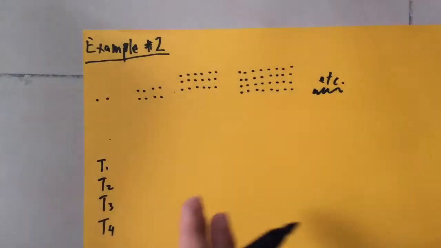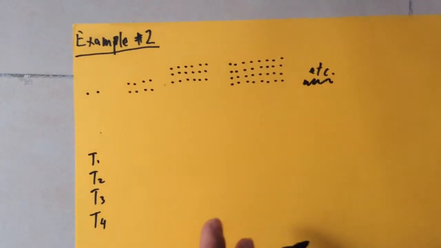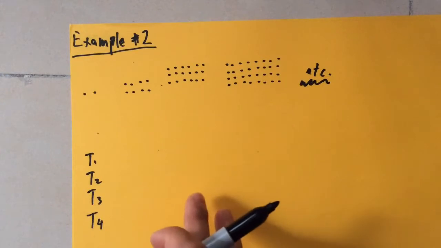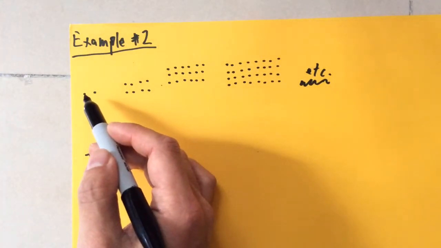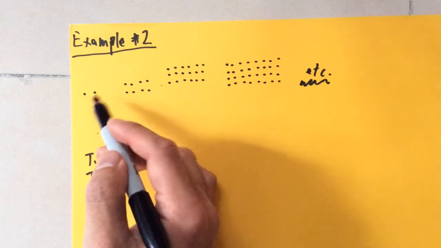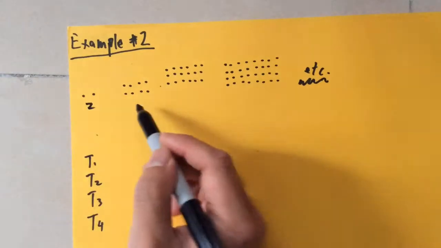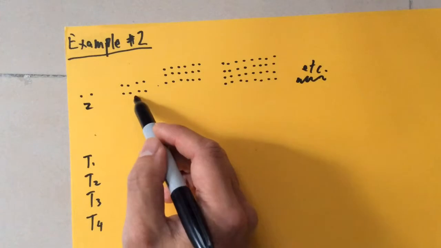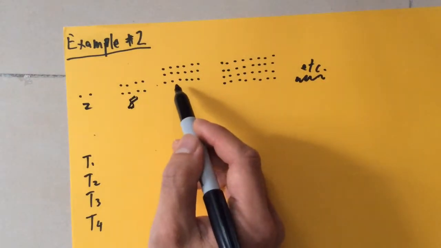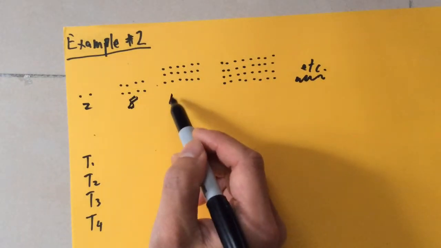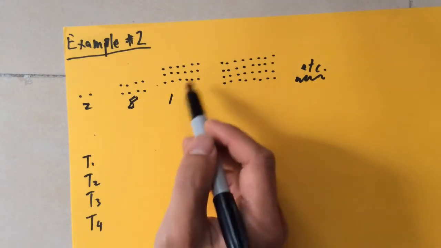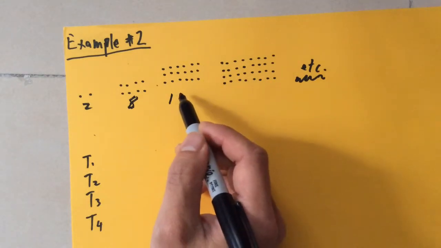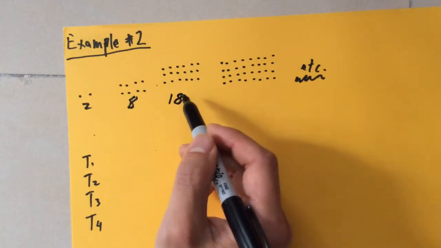Now let's take a look at our second example. Now here we have a diagram with dots. Okay? First we can count here 2 dots. Okay. If we count over here, we have 8 dots. Here we have 3, 4, 5, 6 in a row, and 1, 2, 3 rows. 3 times 6 would be 18 dots.